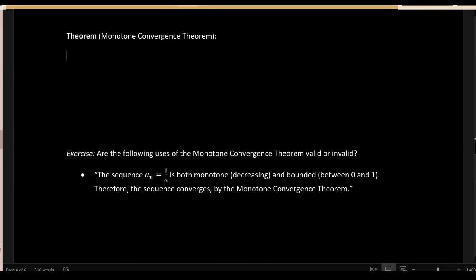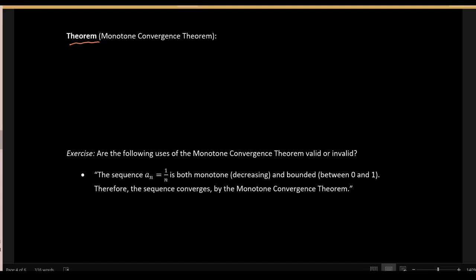So now that we've gotten some practice with that terminology, I would like to state our second theorem for the class. The first one was L'Hopital's rule for sequences, and the second one is the Monotone Convergence Theorem. And both of these theorems so far are techniques that we can use to determine whether or not a sequence converges.